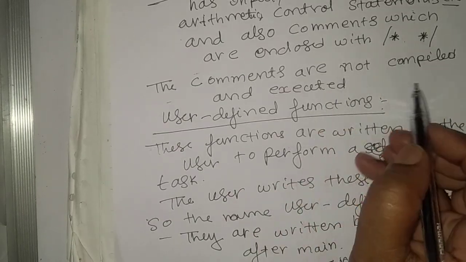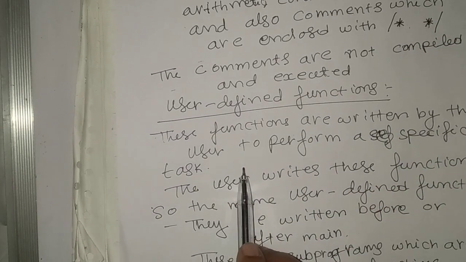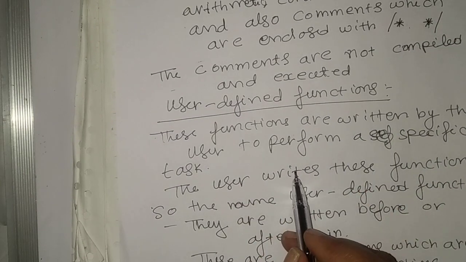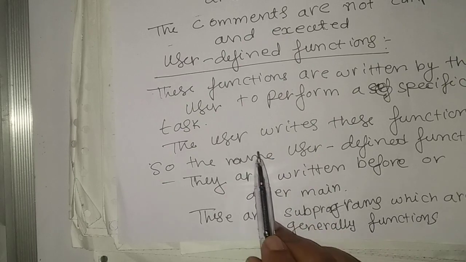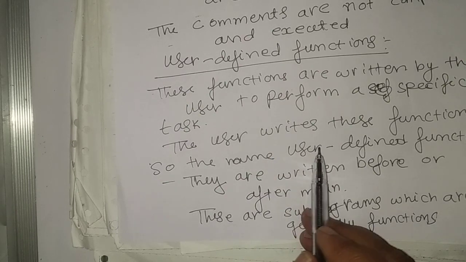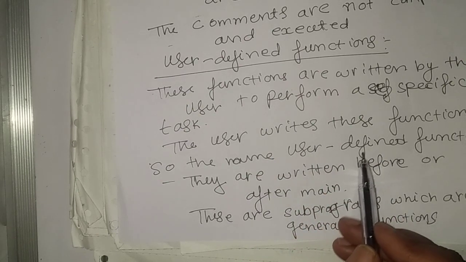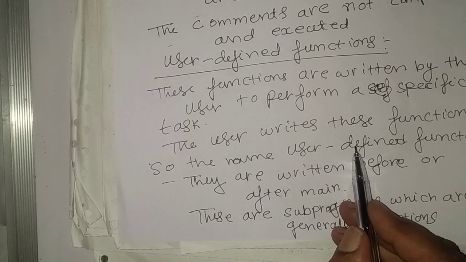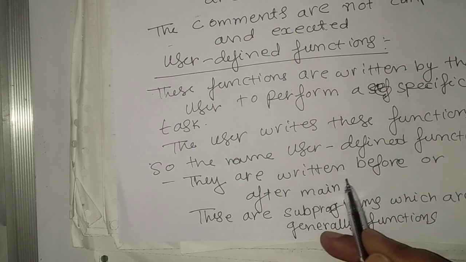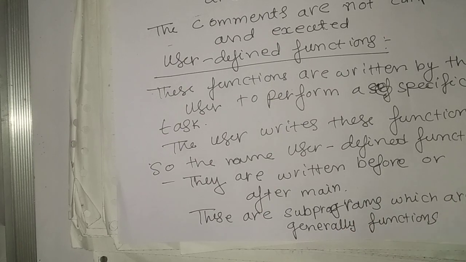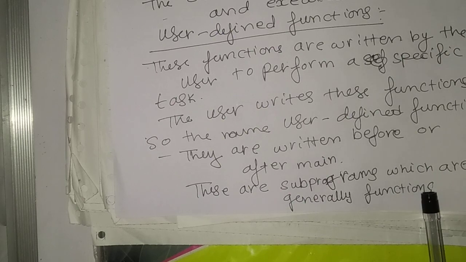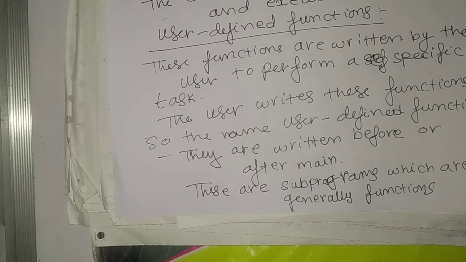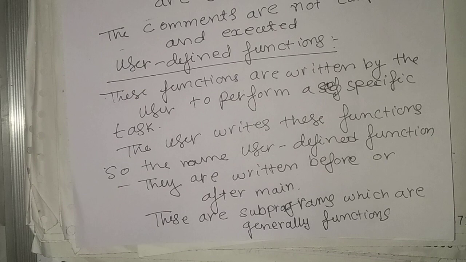So next is user defined functions. These functions are written by the user to perform a specific task. The user writes these functions, so user means we write these functions. These are the functions written by the user, hence the name user defined function. These are written before or after main. These are also called subprograms, generally called functions. So there will be many subprograms or functions in the C program.